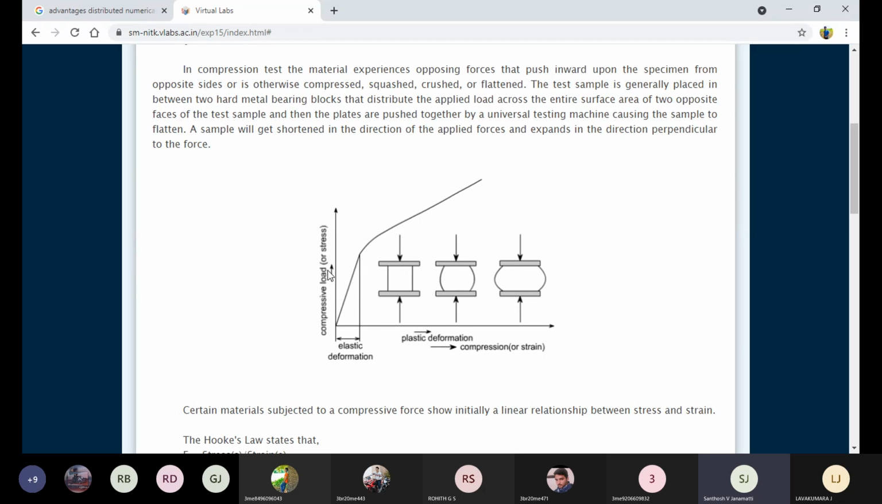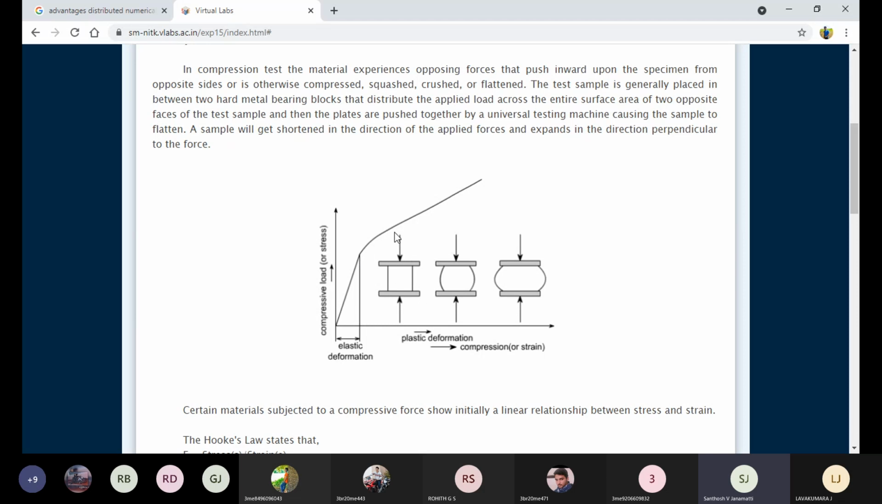So this is the compressive load and this is the strain. Stress means compressive stress and strain, versus compressive stress and strain. We need to plot the graph, then it will be showing like this. So this is the elastic deformation that you already know about. At this point nothing happens to that material. That is what we can indicate here.